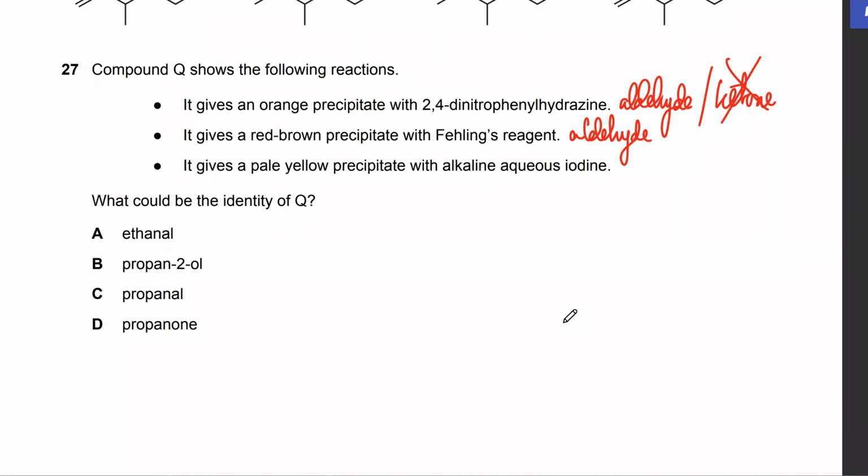Yes. Acha, how many aldehydes? So that means the alcohol is out of the question. The propanone is also out of the question. The next part is that you get a yellow precipitate with alkaline aqueous iodine. This is known as the iodoform test.